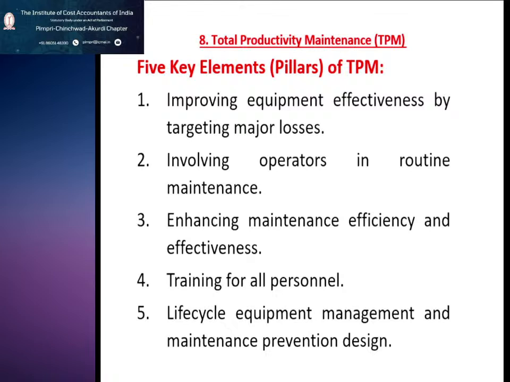Another element is the life cycle equipment management and maintenance prevention design. So how the equipment life cycle is being managed, that tracking has to be done, and thereby productivity maintenance can be achieved. So in the whole design of that machinery also, depending on whether the machinery is being bought or outsourced from outside, or whether it has been made in-house, built and operated, according to that the life cycle of the equipment can be tracked and traced. So these are the 5 key elements or pillars of TPM, which are essential to ensure the success of TPM.